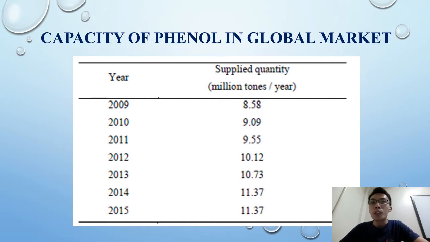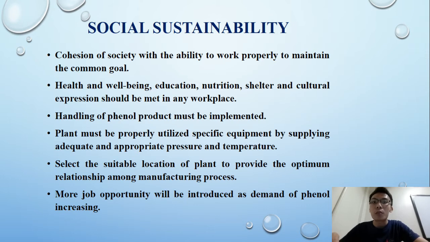Next, we're going to discuss social sustainability, which is the cohesion of society with the ability to work properly to maintain a common goal. Proper handling of phenol products must be implemented. Health and well-being education must also be met in any workplace. A suitable location for the plant provides an optimal relationship among manufacturing processes. More job opportunities will be introduced as the demand for phenol increases.